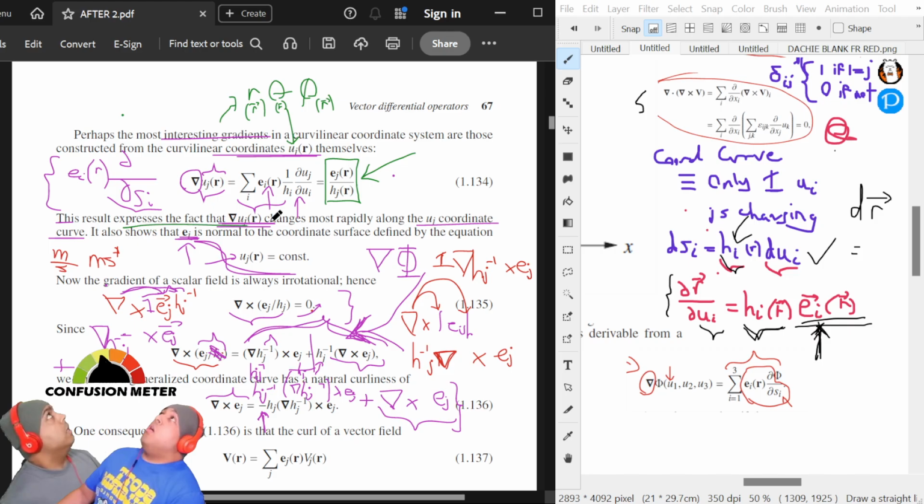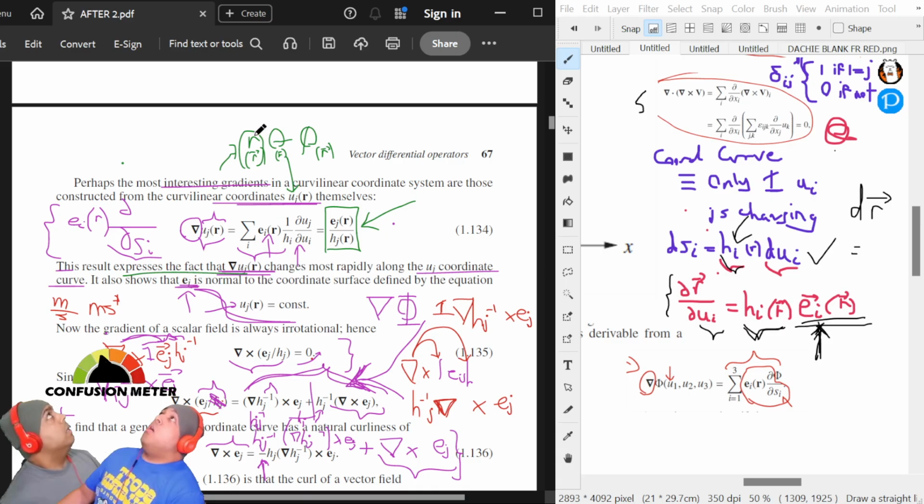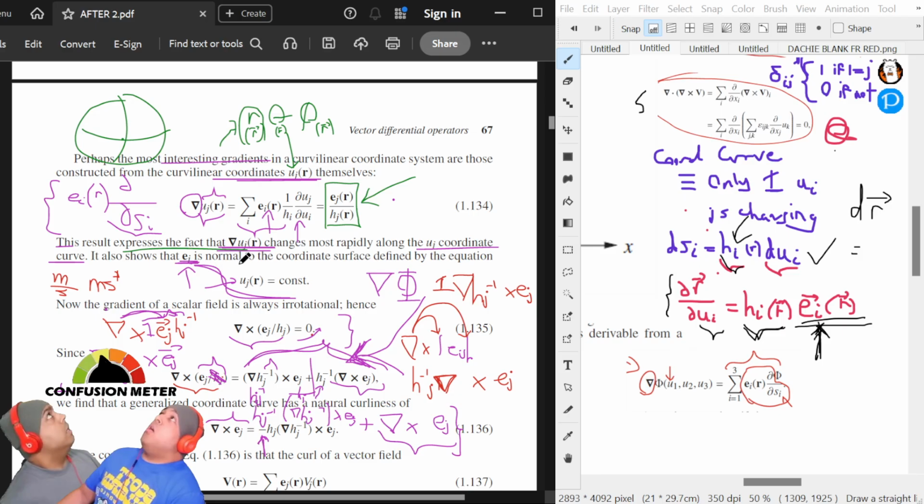This result expresses the fact that the gradient of one of these changes most rapidly along the coordinate direction. It also shows that e_j is normal to the coordinate surface defined by the equation u_j(r) equals constant. So with radius being constant, we just have a shell. So this is the constant surface, and over here the normal points in the e_r direction.